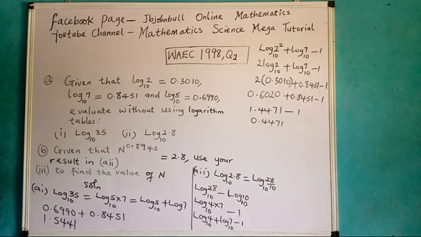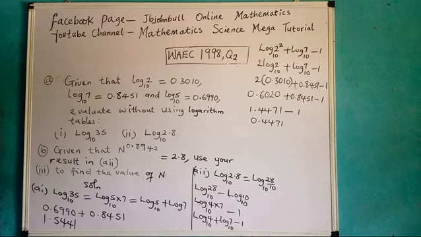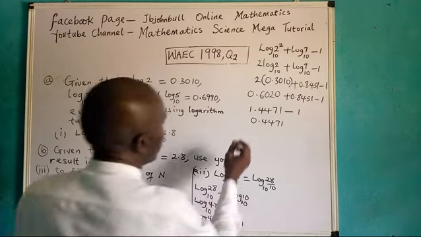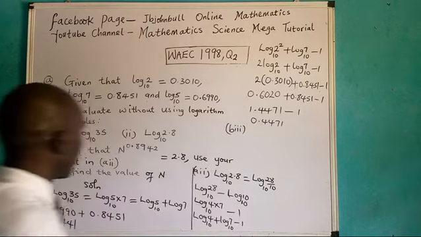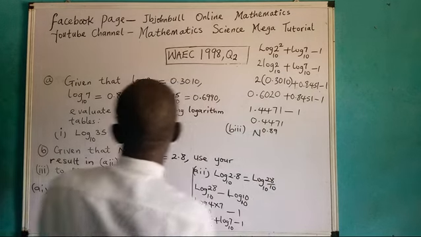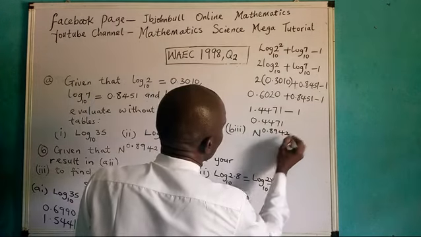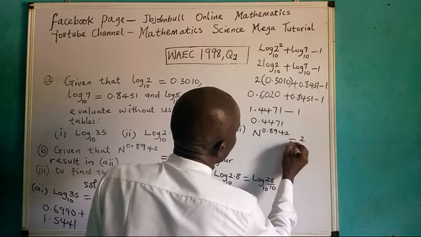Okay, now the next question B says given that n power 0.8942 equal to 2.8, use your result in a math 2. Of course, the one we just solved, to find the value of n. And remember, we have this one as b Roman figure 3. And what is it there? We have n power 0.8942 equal 2.8.